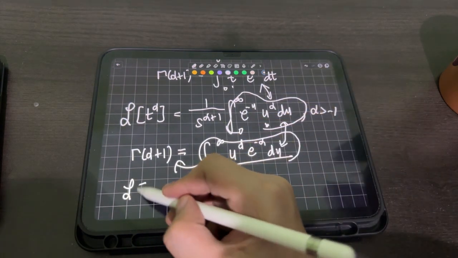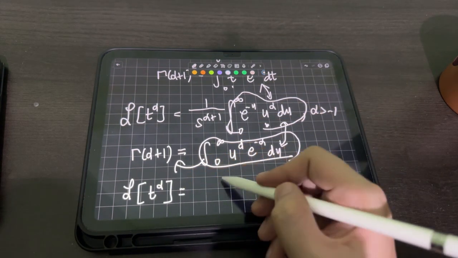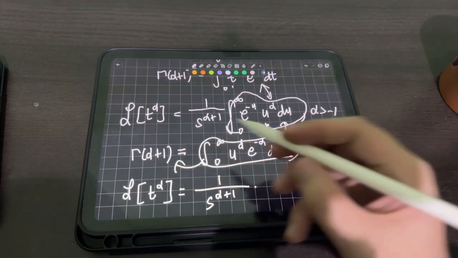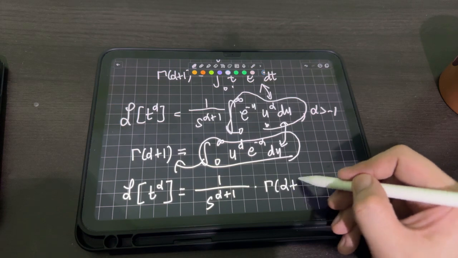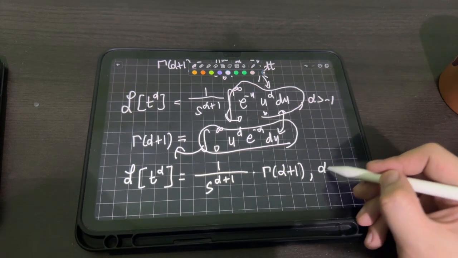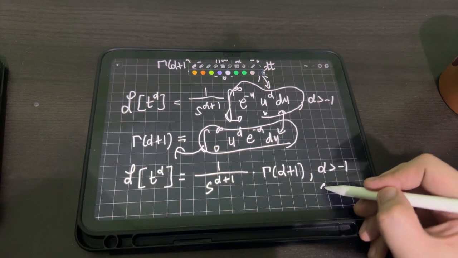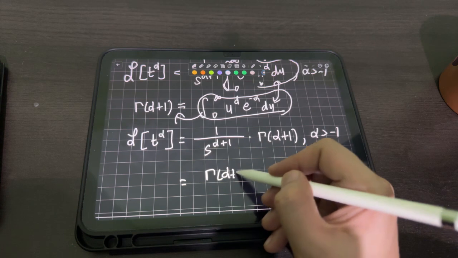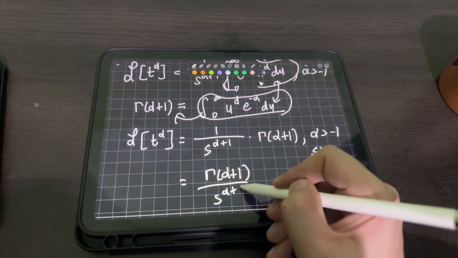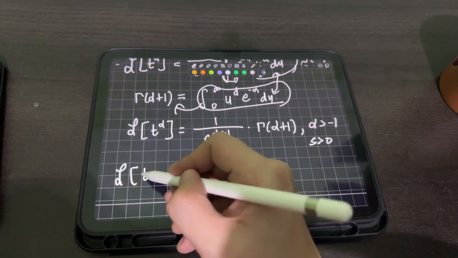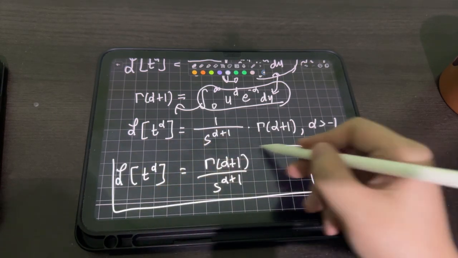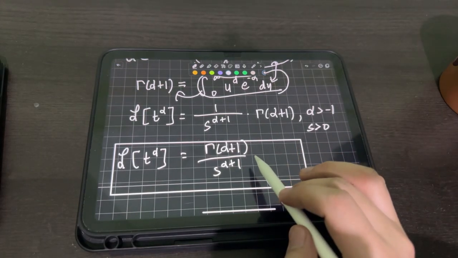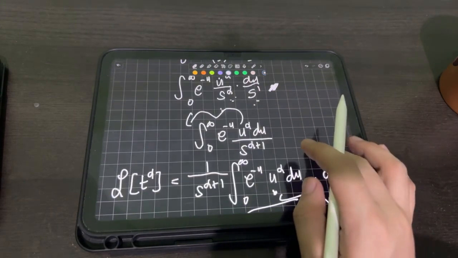Therefore, the final formula for the Laplace transform of t to the alpha is 1 over s raised to alpha plus 1 times this integral, equivalent to gamma of alpha plus 1. Okay, provided that alpha is greater than negative 1, also s is greater than 0. Or simply gamma of alpha plus 1 over s raised to alpha plus 1. So this is the Laplace transform of t to the alpha, which is another standard formula. So this is the generalized version of the Laplace transform of t to the n. Okay?